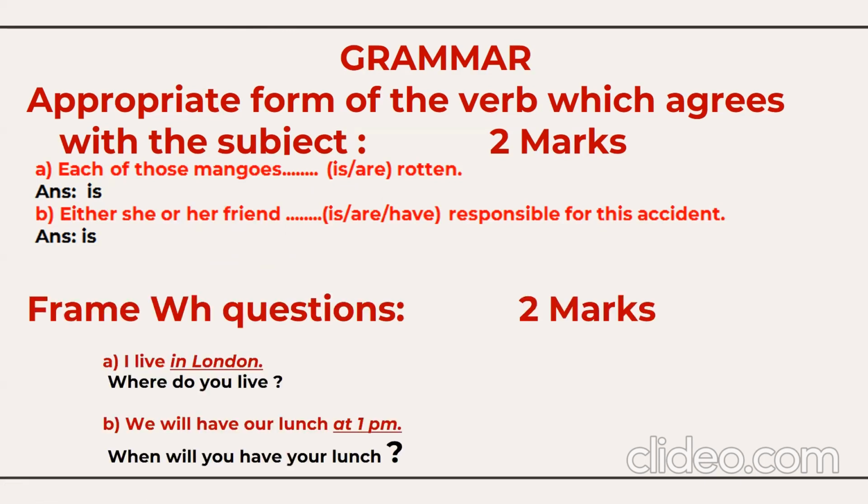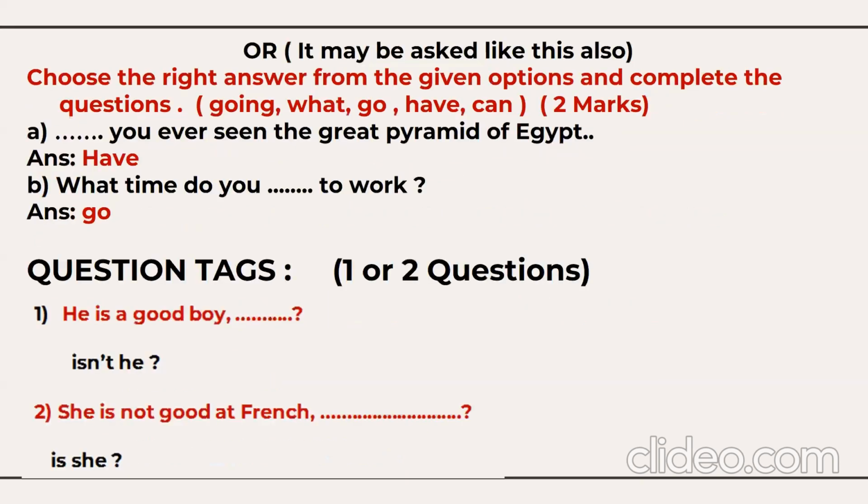Next, WH questions. You need to frame a WH question to get the underlined word as an answer. So you'll be getting these 2 questions you will be asked here, and this is for the 2 marks. So go through those questions, the sample questions. Next, sometimes instead of WH questions, they may also ask like this. Choose the right answer from the given option and complete the questions. So you can use those questioning terms, and you can also fill up the blanks. That is also for 2 marks. So that's an option. Sometimes they may ask, right?